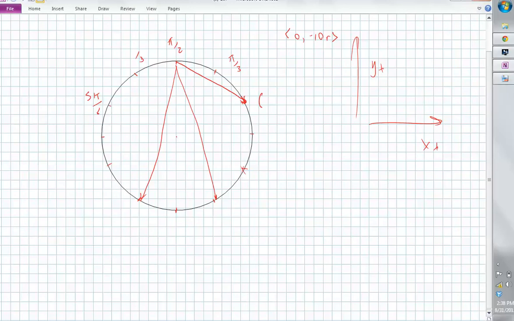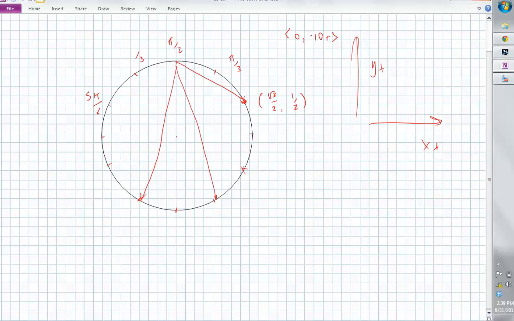What are the x and y coordinates of the tip of that vector? Remember your unit circle. Well, the angle's pi over 6. Cosine of pi over 6, root 3 over 2, and sine is 1/2. And that's me assuming that the radius is 1. Root 3 over 2, 1/2.